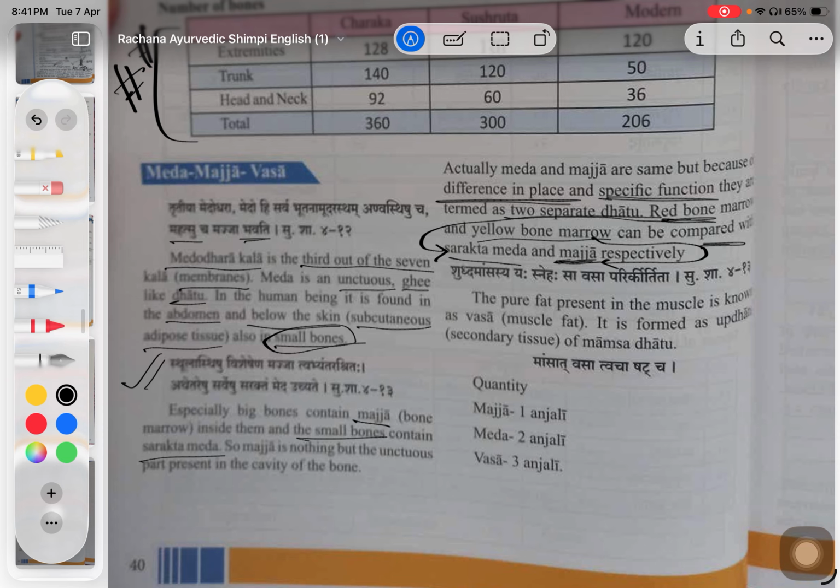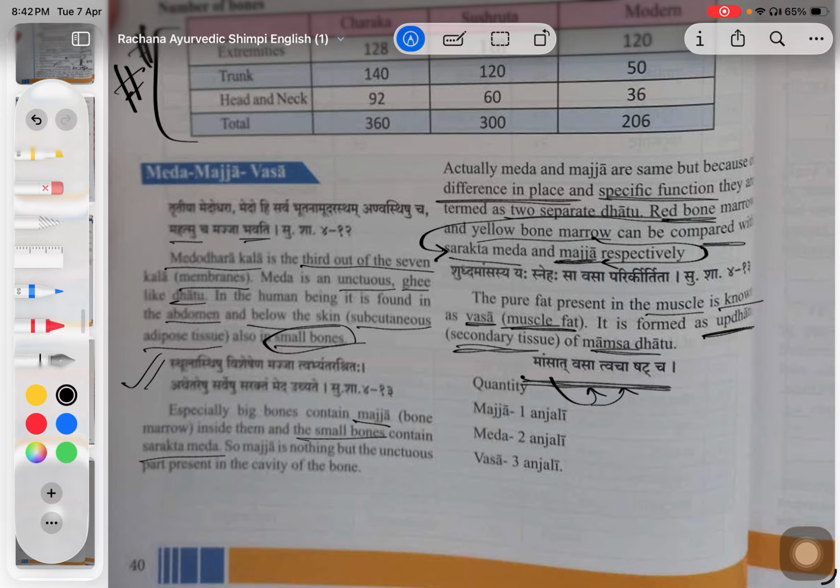The pure fat present in the muscle is known as vasa, the pure muscle fat. It is formed as upadhatu of mamsa dhatu. Mamsat vasa tvachshatja. Rasat stanyam striya raktam. You must have remembered that shlok. So mamsa has upadhatus as vasa and six types of skin according to Acharya Charak.